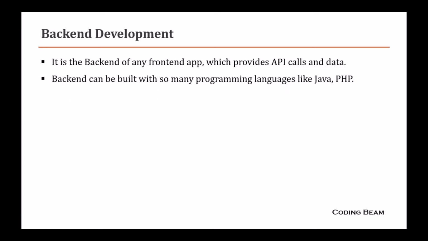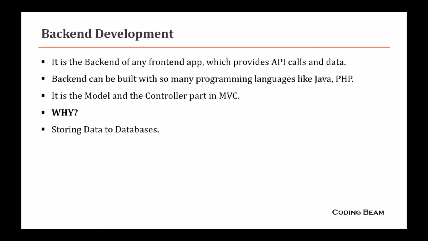And the backend can be built with so many programming languages like Java, PHP, C#, Django, etc. And according to the MVC pattern, it is the model and the controller part in the MVC. So why do we need the backend in an application? To store the data in the databases, we need the backend. To create some REST APIs and API calls, we need the backend. And for building the data models, we need backend development in an application.